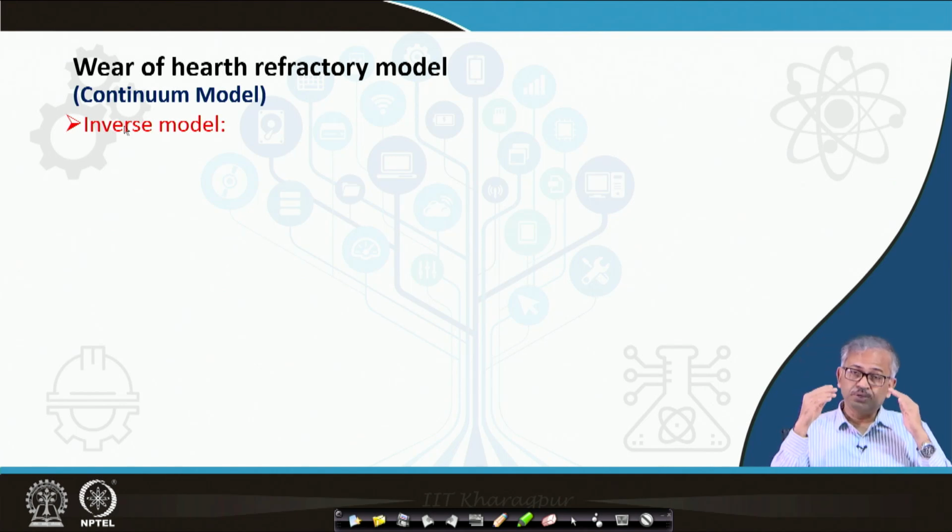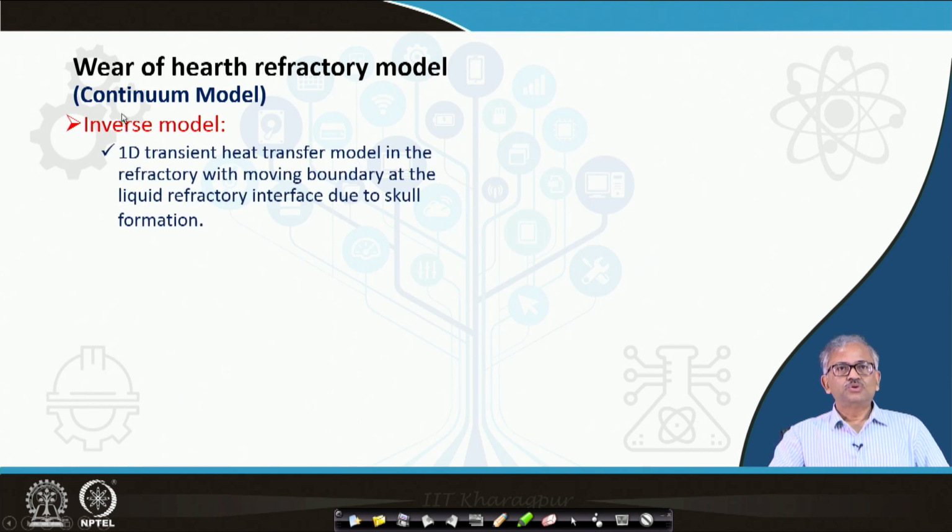So based on the output you can predict the input also, that is called the inverse model. In the wear of the hearth refractory, you can calculate by the wear model, and basically there are two conjugate models you solve simultaneously. One is the one-dimensional transient heat transfer model in the refractory brick, the carbon brick, with a moving boundary, because sometimes you have skull formation on the refractory wall also. That's why we use a moving boundary one-dimensional transient heat conduction model.